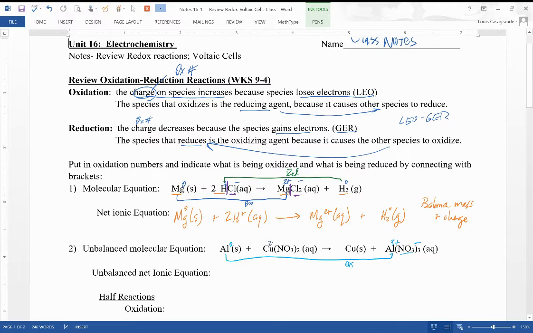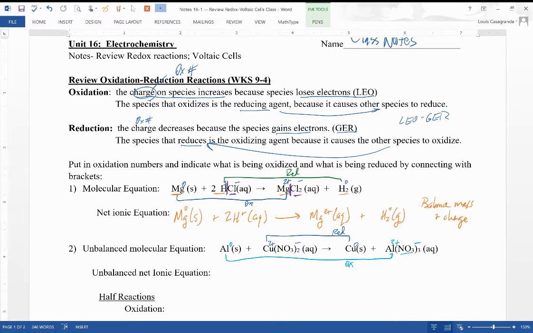Copper starts off as a 2+ because it's with the 2 nitrates, and on the product side, the copper has been reduced to a 0, and so we can tie those together and have that as our reduction. And notice, sometimes as in number 1, they overlap each other. Sometimes as in number 2, we have one inside the other. There's no real importance to either way. You can write them either way. You can write the products in either orientation. You can write the reactants in either orientation.